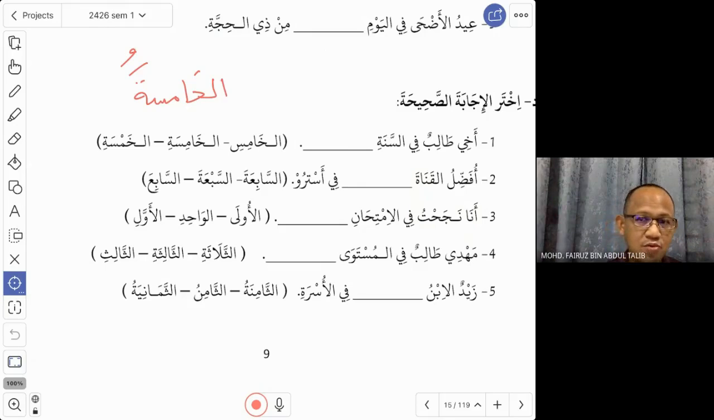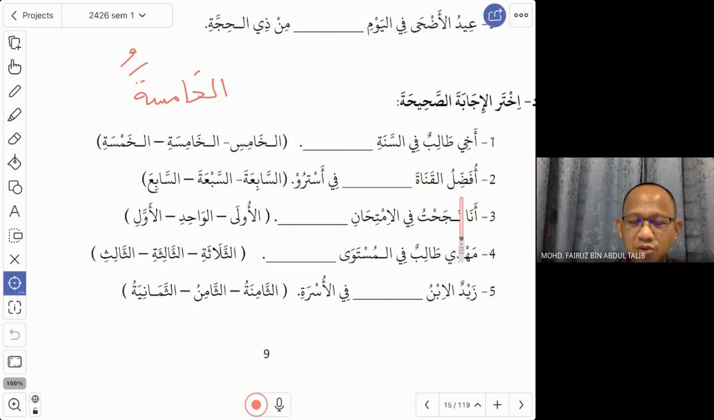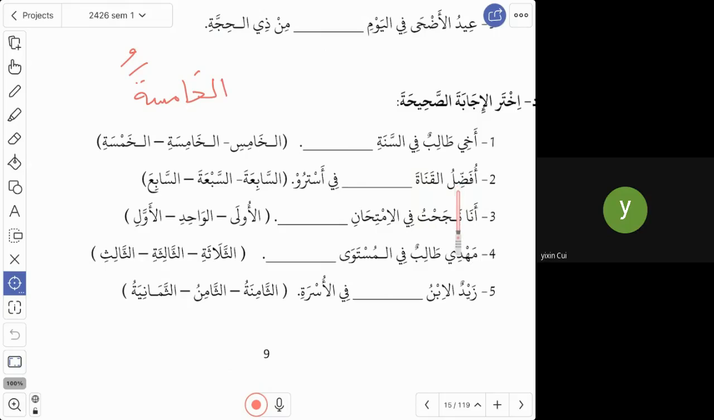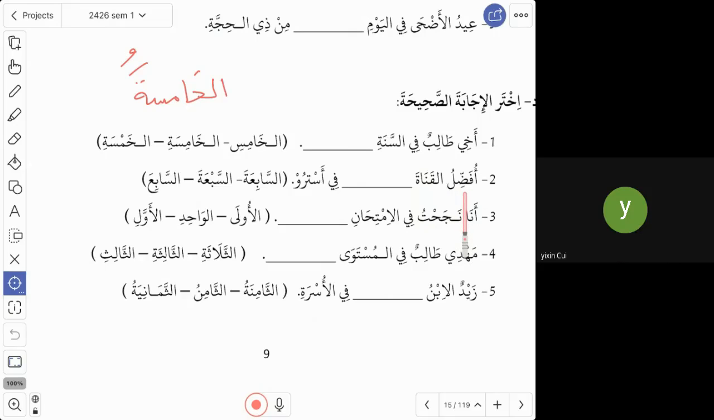So using whatever that you have learned in Nahu, you will be able to solve the mystery. Why is it qanata and not qanati? Okay, now let us check from the beginning. Ufaddilu, what is this? A fi'al or an isim? A fi'al, yes. Ufaddilu is a verb. Fi'al mudari. What does it mean?